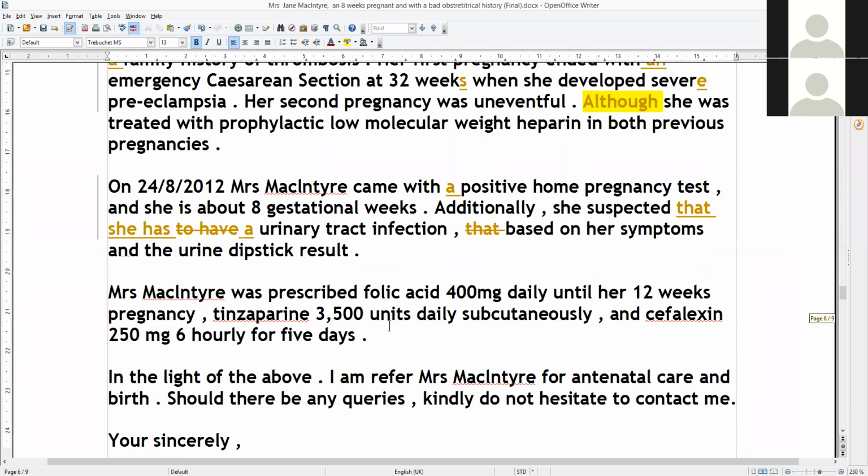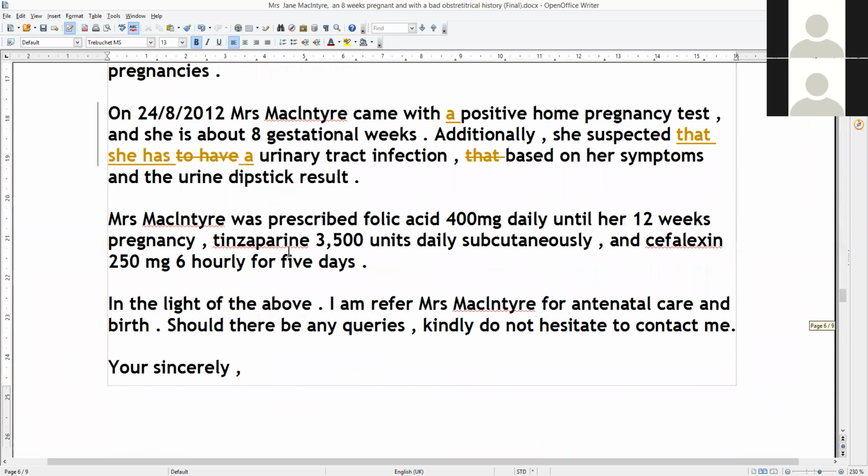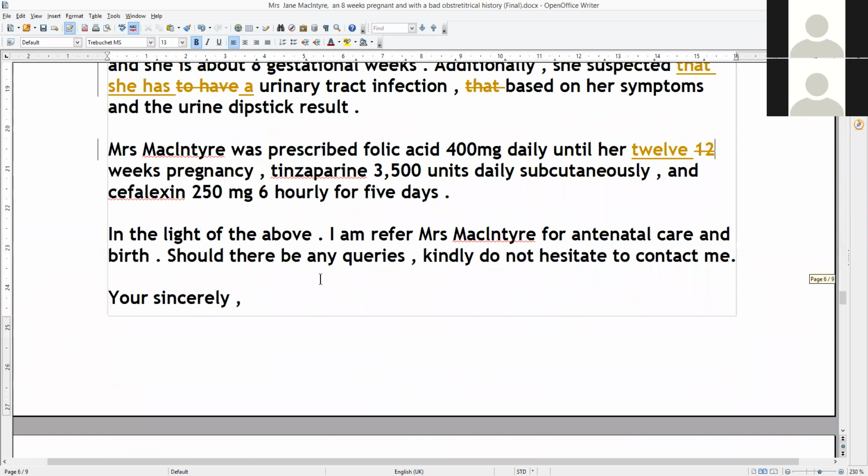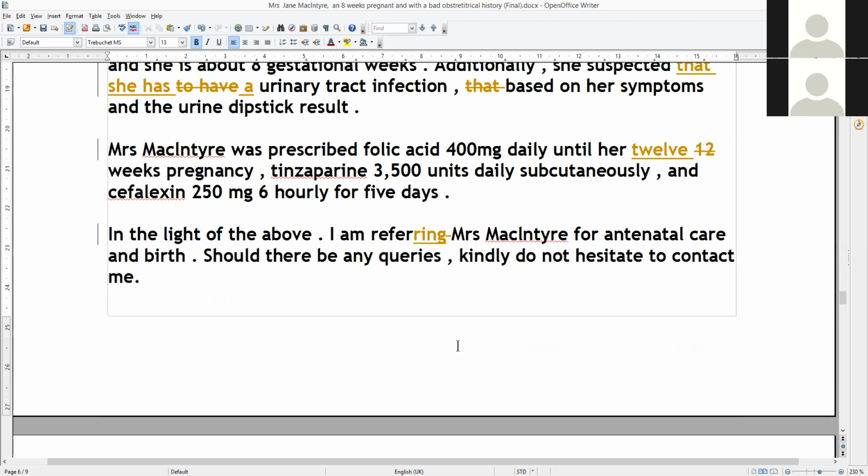Ms MacIntyre was prescribed folic acid for 4 weeks pregnancy. I will spell it out. The above, I am refer. It's either, right, so if it's present simple, I refer. If it's present continuous, I am referring. Okay. For antenatal care and birth, should there be any queries, candidate hesitate to contact me.